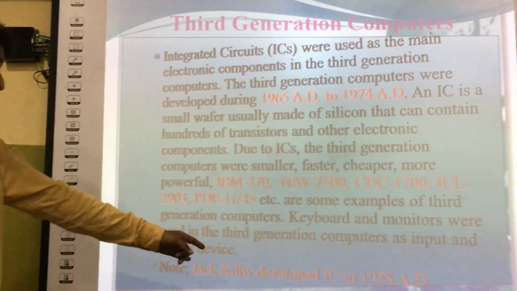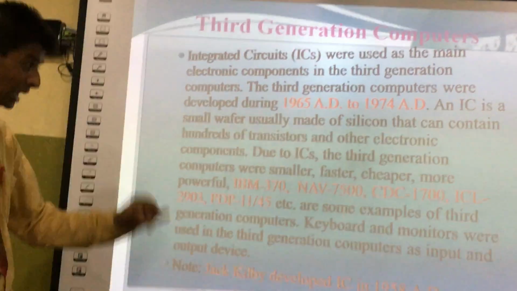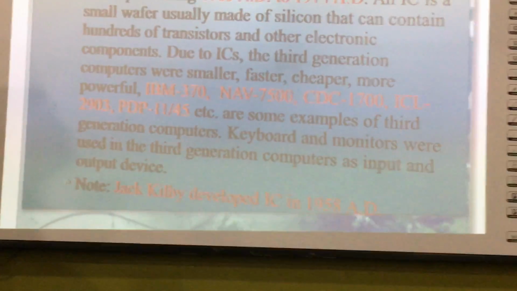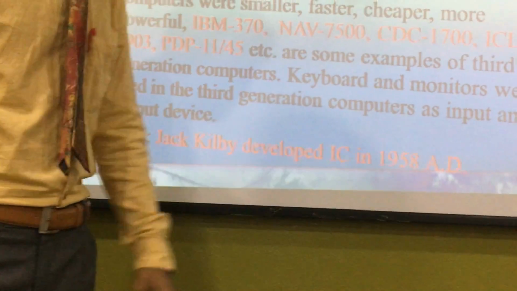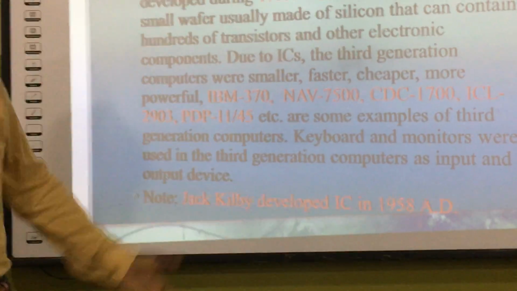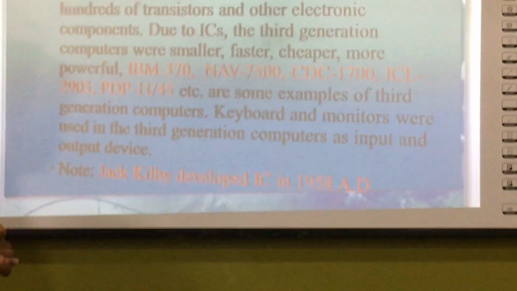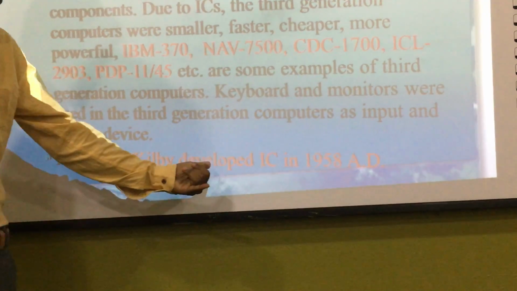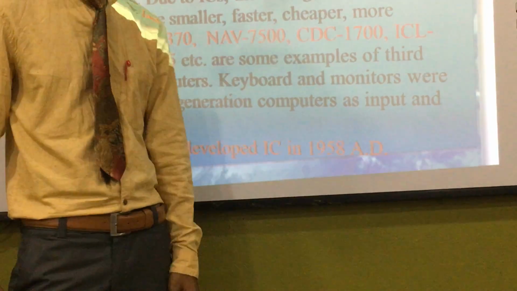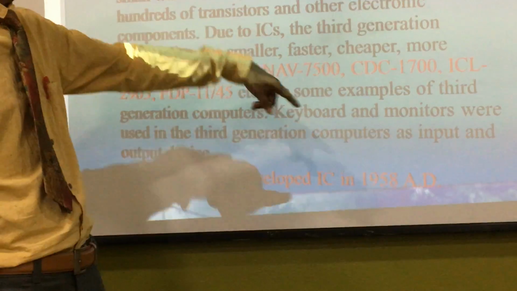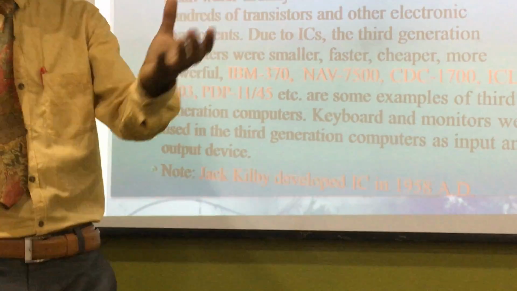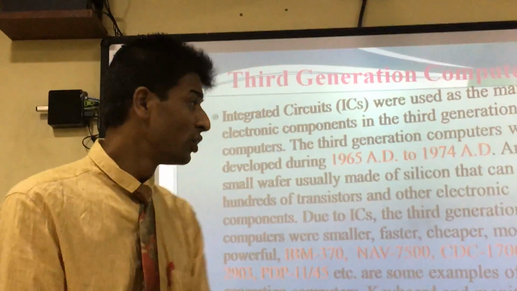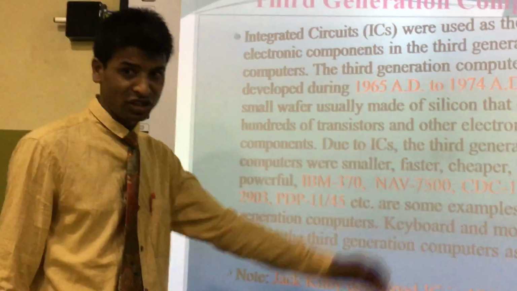Now note, Jack Kilby. I can ask this question also, whenever in the Google Classroom I ask such kind of question: who invented the IC and when was it invented? So you need to give the answer. Jack Kilby developed the IC in 1958 AD. That's why the date is given after 1958, means from 1965 to 1974. The computers that were introduced then come under the third generation computer.